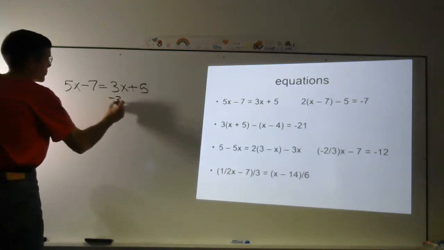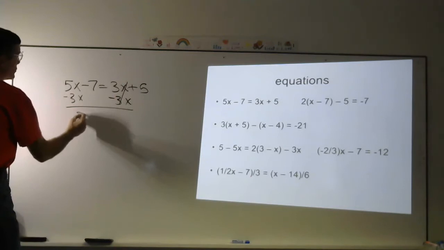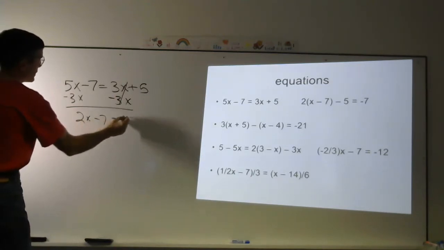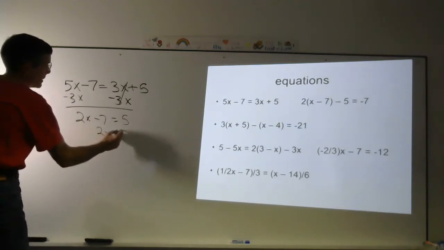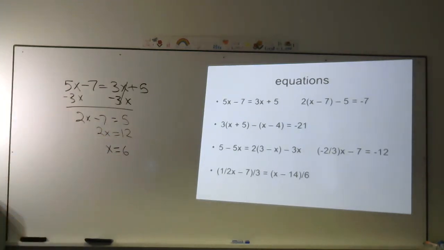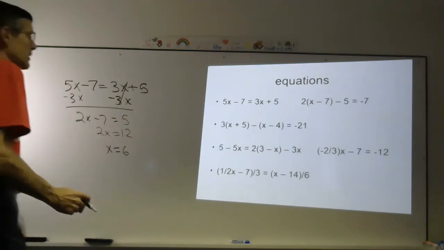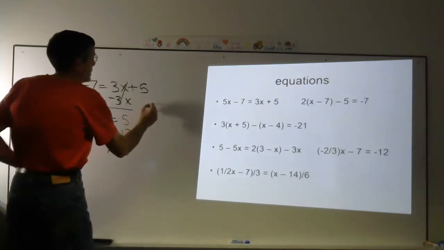So I'm going to subtract 3x, and I get 2x minus 7 is 5. Then it's easy. Add 7 and divide by 2, and x is 6. Okay? Not a real problem. We're not going to do all these. Let's do another one. How about this one down here?